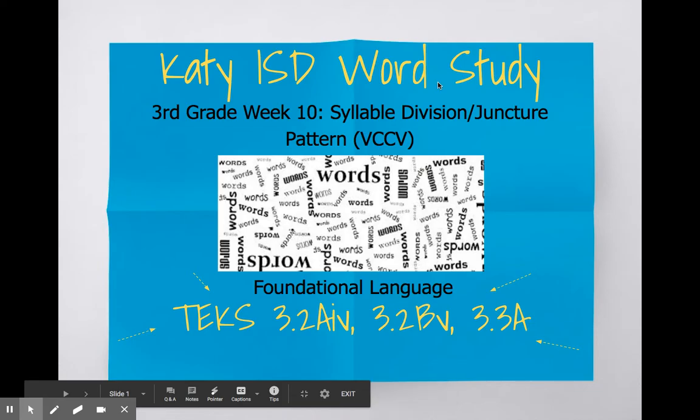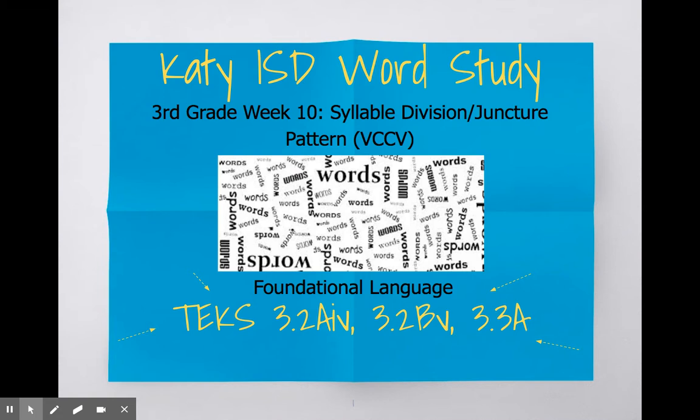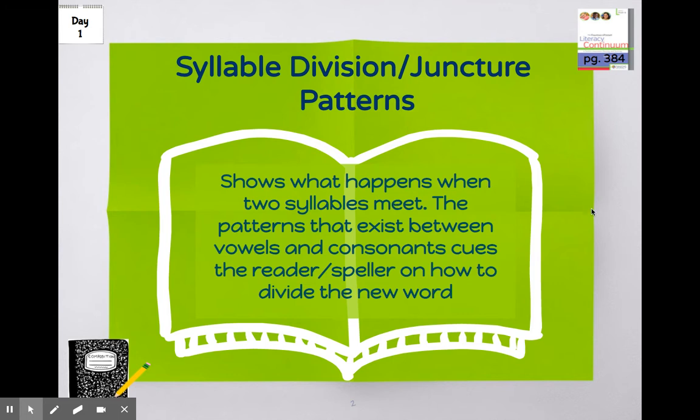All right, this week we are talking about syllable division or junctions, VCCV, so your vowel, consonant, consonant, vowel. This shows what happens when two syllables meet. The patterns that exist between the vowels and consonants cue the reader and speller on how to divide the new word.